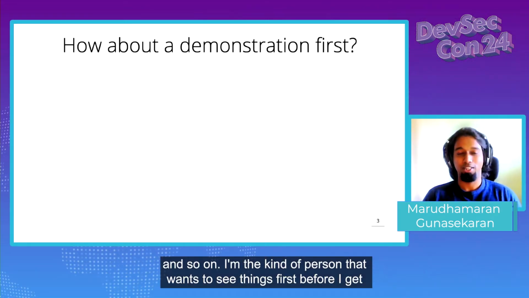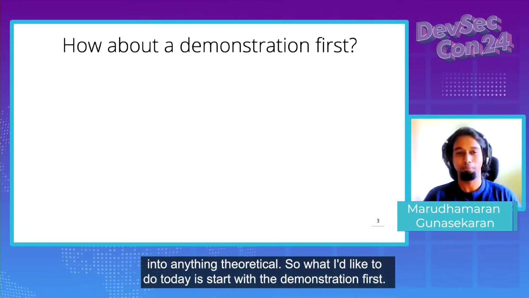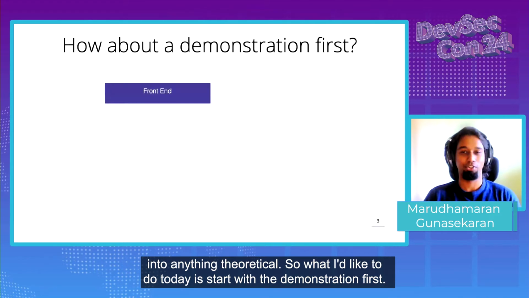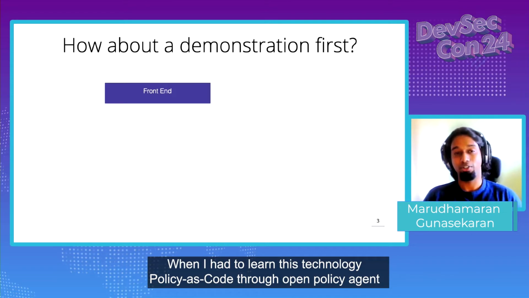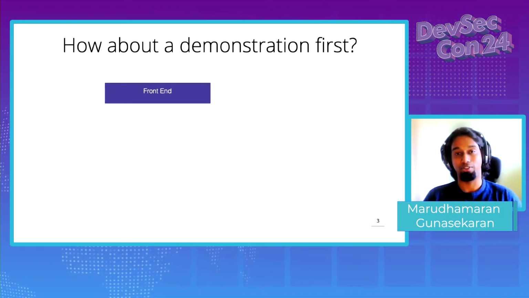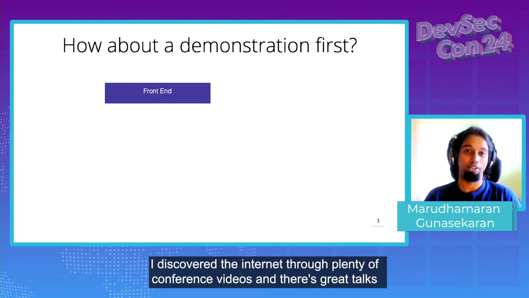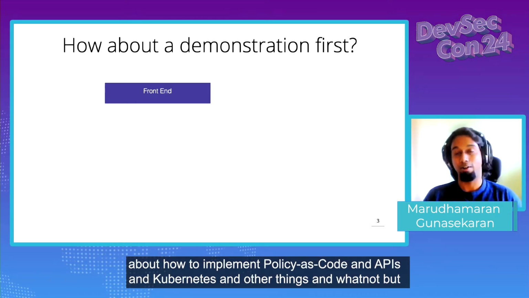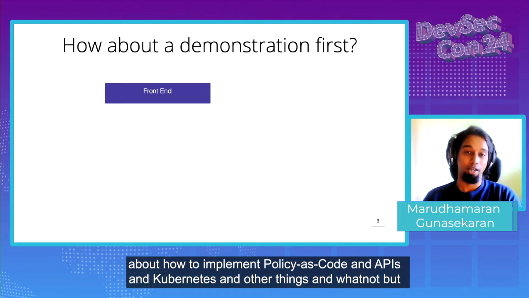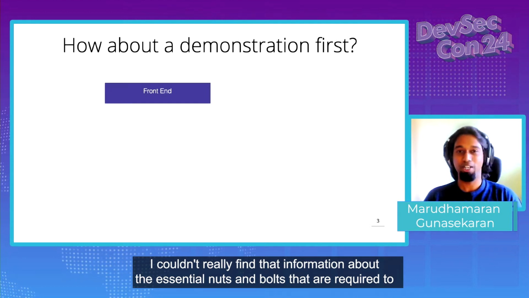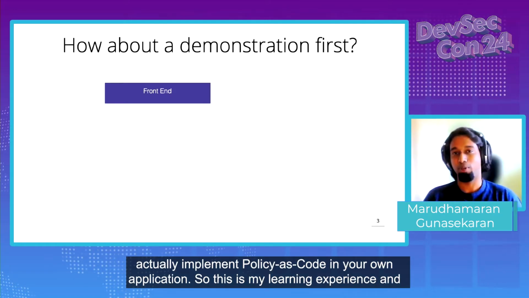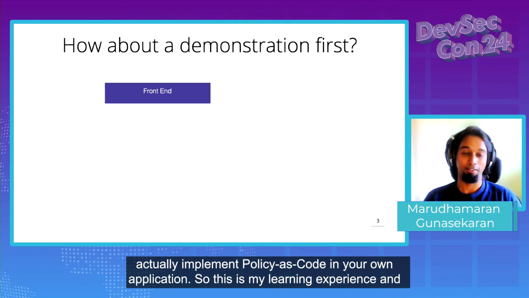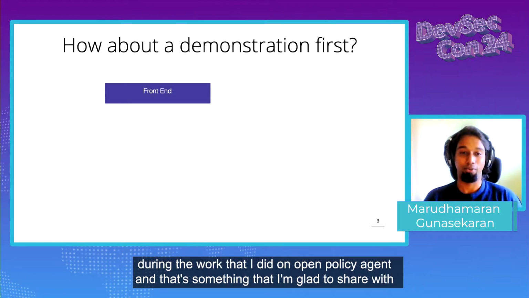I'm a kind of person that wants to see things first before I get into anything theoretical. So what I'd like to do today is start with a demonstration first about policy as code through Open Policy Agent. When I had to learn this technology, I scoured the internet through plenty of conference videos, and there are great talks about how to implement policy as code in APIs and Kubernetes and other things, but I couldn't really find the information about the essential nuts and bolts that are required to actually implement policy as code in your own application. So this is my learning experience during the work that I did on Open Policy Agent, and that's something I'm glad to share with you today.